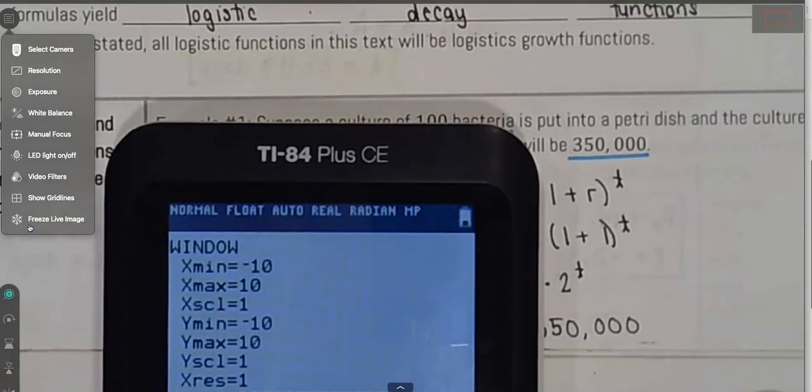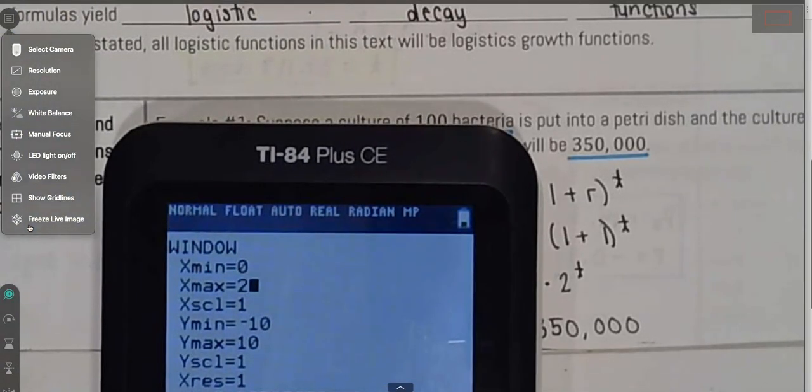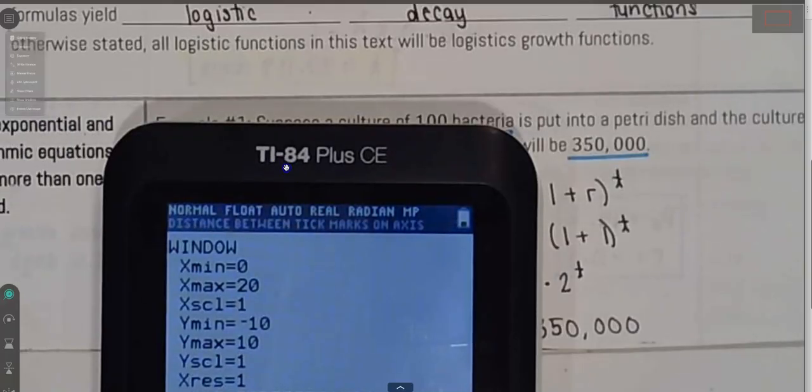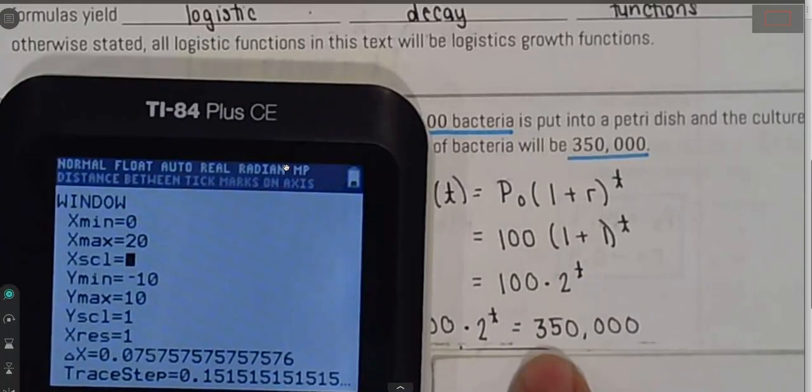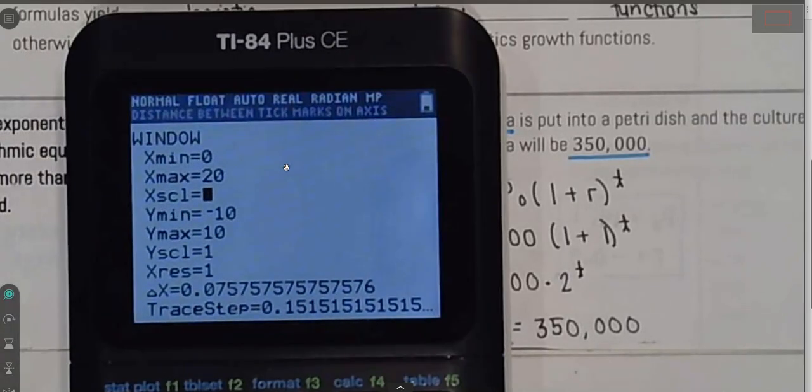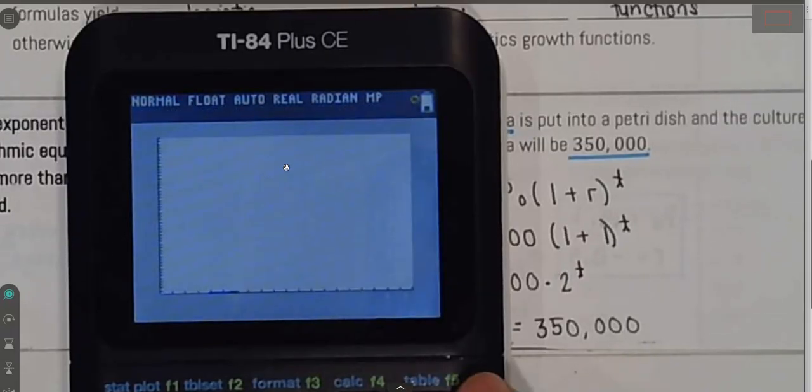We're really only dealing with positive numbers of hours, so let's do 0 to 20 for x. For the y's, it needs to go at least to 350,000. So let's do 0 to 500,000 with a scale of 10,000. Let's see what that looks like and we can play with it if it doesn't look good. So there's my exponential function, and there's my constant function.